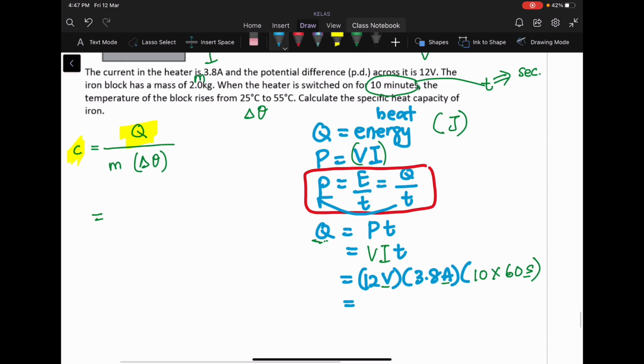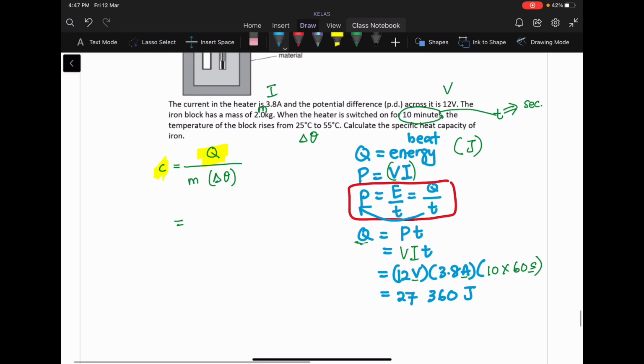Okay, now you have these values, you can just plug in the numbers. So what's the value? It's about 20,000 something. 12 times 3.8 times 10 times 60 is 27,360. The unit I told you just now is joule.